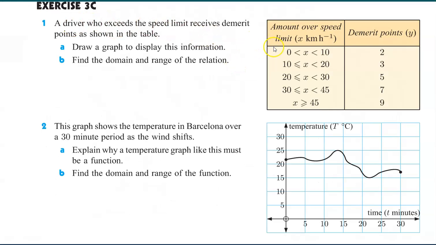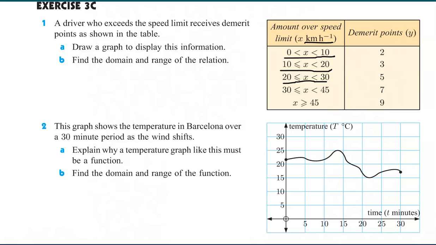All right, so look at number 1 right here. For the same reason, we're in a real life situation. A driver who exceeds the speed limit receives demerit points as shown in the table. So if you are 0 to 10 kilometers per hour over the speed limit, you get 2 demerit points, not including the 10. If you're between 10 and 20, including the 10 but not the 20, you get 3 demerit points. If you're 20 to 30, you get 5, 30 to 45, 7, anything more than 45, you get 9 demerit points.